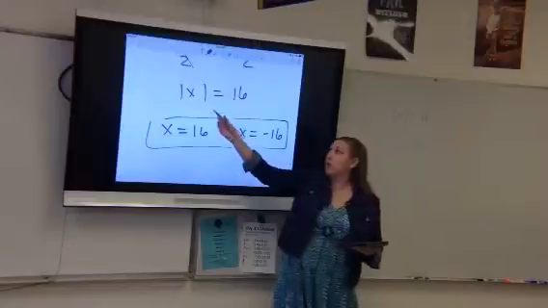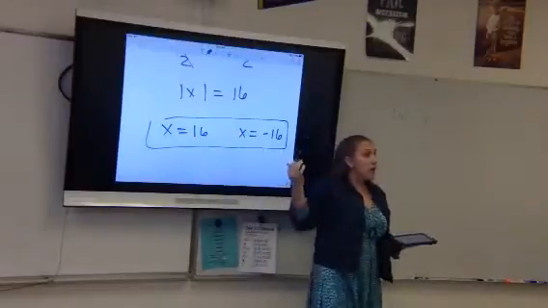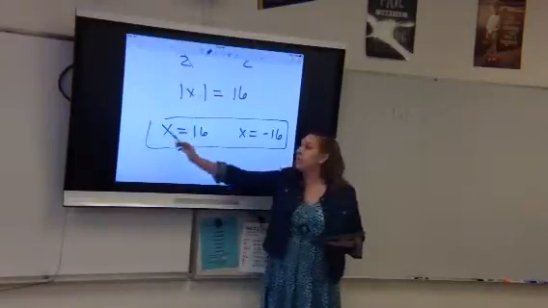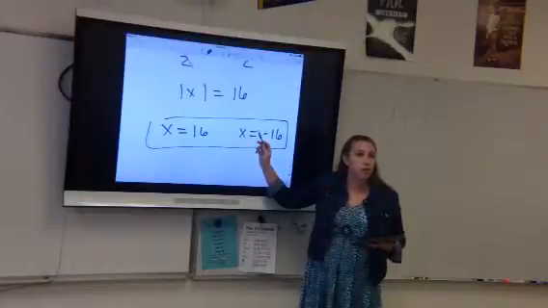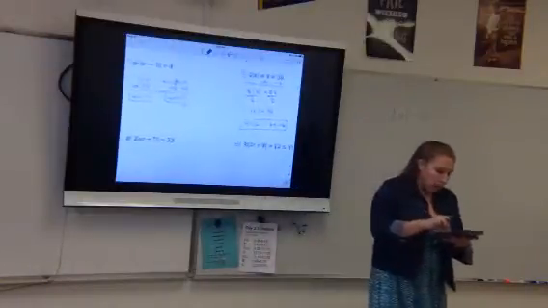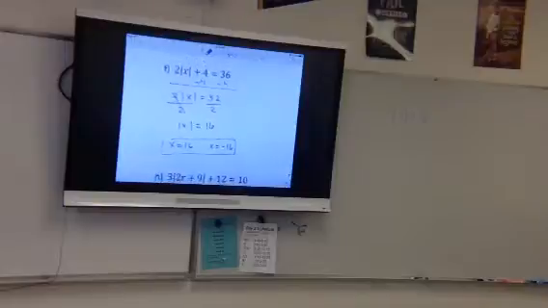Now in this case, since we only had x on the inside, we're done. If there was an x plus 1 in here, then we would have x plus 1 equals 16 and x plus 1 equals negative 16 and have to keep solving. Okay? All right, I want you to go ahead and try G on your own, and let's see how that goes.